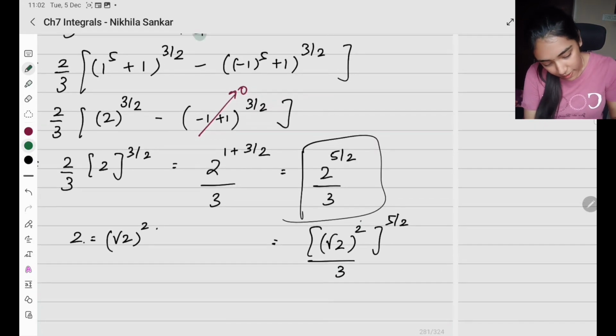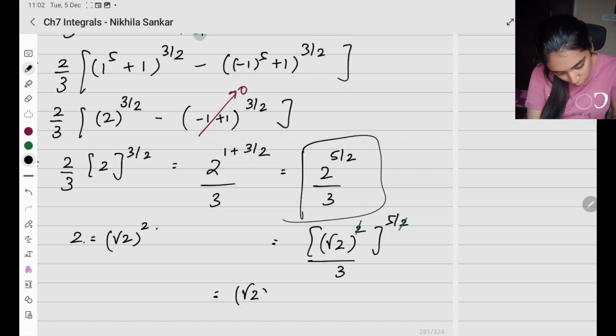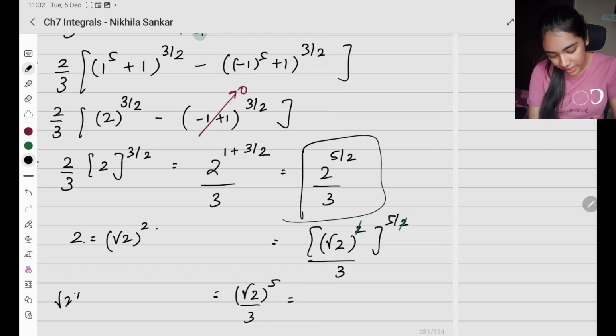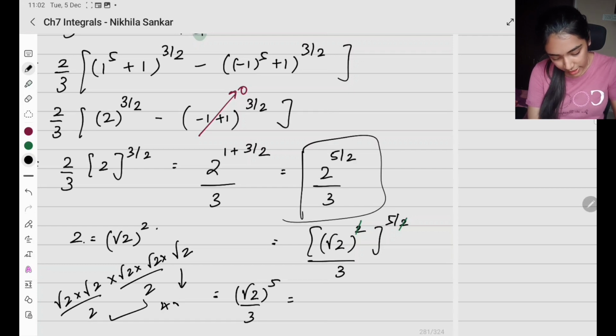So now in this place the square terms get cancelled. I'll be left with root 2 to the power 5 divided by 3, which is going to be root 2 to the power 5, that is root 2 repeated 5 times, which is going to be 2. So this is going to be 2 2s are 4 times the remaining root 2. So I have 4 root 2 divided by 3. So this is my final answer.